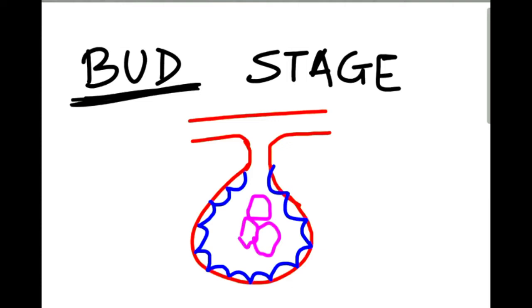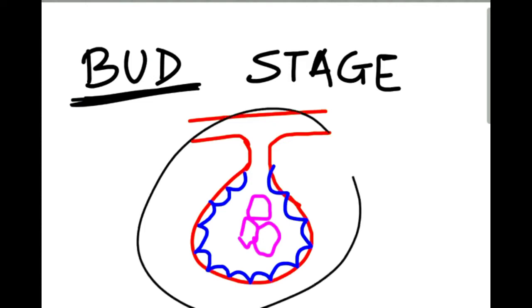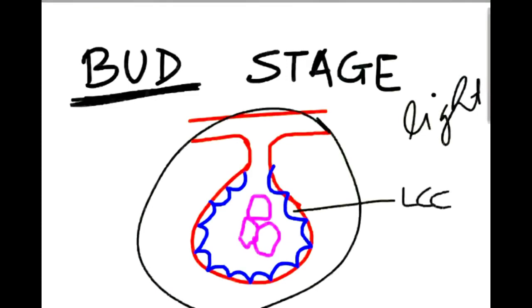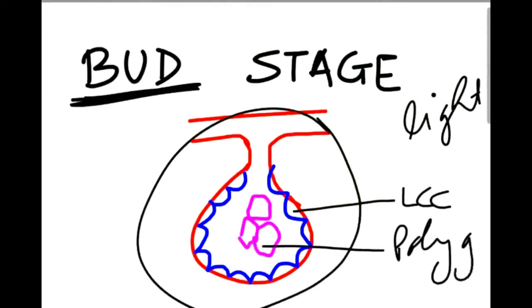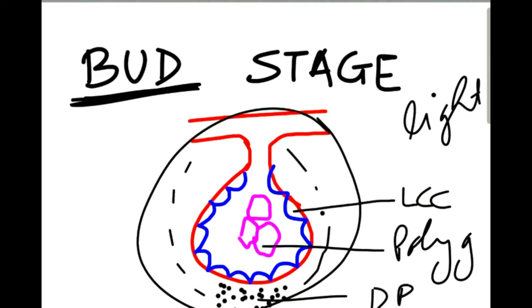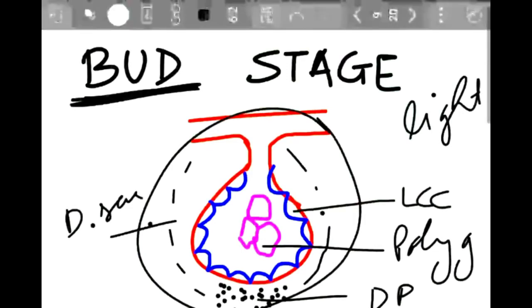When we see this bud stage in light microscopy, we can see that it is lined peripherally by low columnar cells, and in the center there are polygonal cells. Also, there is initiation of condensation of the ectomesenchyme below the bud, which is called the dental papilla, and also there is marginal condensation of the ectomesenchyme forming the dental sac.